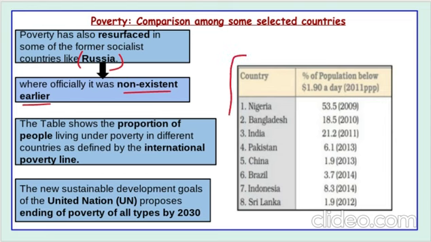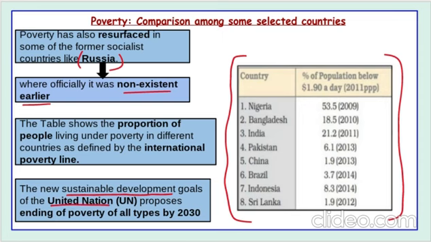Now, this table which you can see over here basically shows the proportion of people who are living in poverty in different countries as defined by the international poverty line. The percentages are given for Nigeria, Bangladesh, India, Pakistan, China, Brazil, Indonesia, and Sri Lanka too. Now, the new Sustainable Development Goals of the United Nations propose that poverty of any type, whether it be poor people with children or even landless laborers, will end by 2030. This is said by the United Nations according to their estimation.